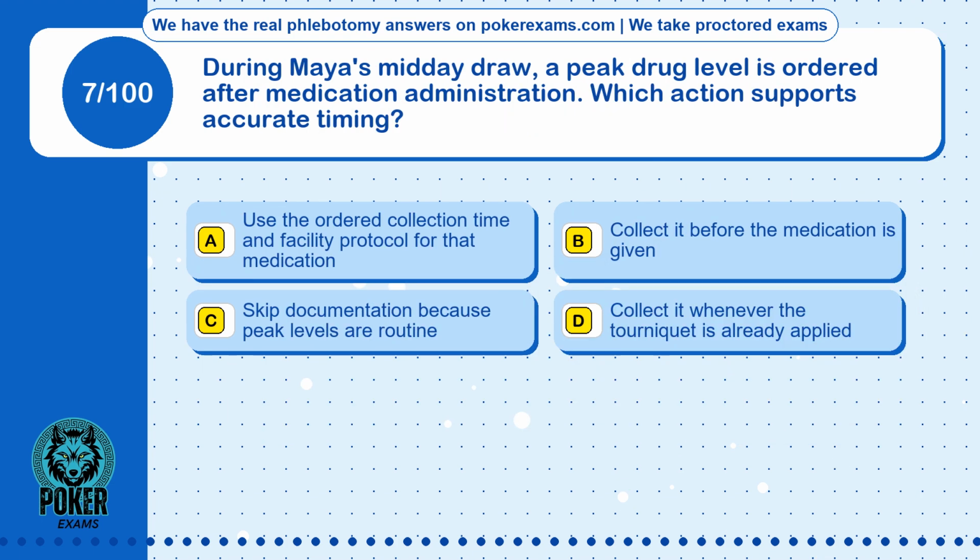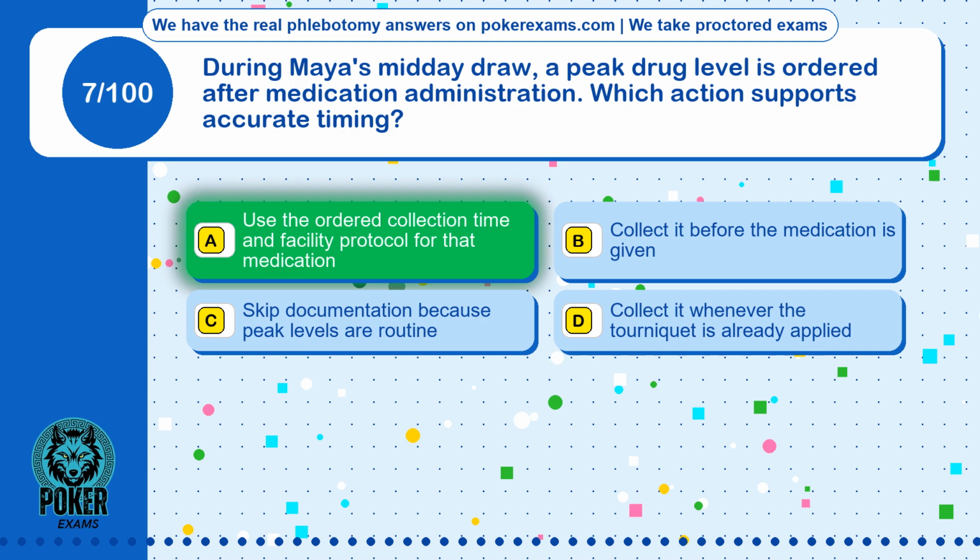Question 7. During Maya's midday draw, a peak drug level is ordered after medication administration. Which action supports accurate timing? Option A, use the ordered collection time and facility protocol for that medication. Option B, collect it before the medication is given. Option C, skip documentation because peak levels are routine. Option D, collect it whenever the tourniquet is already applied.